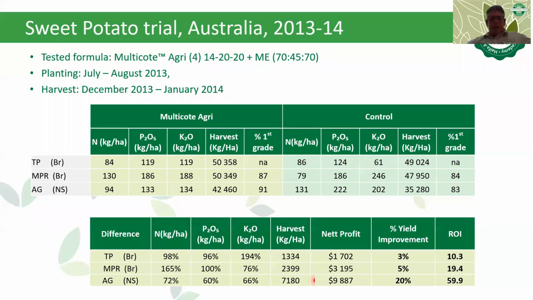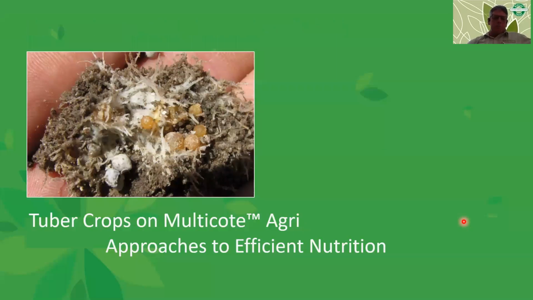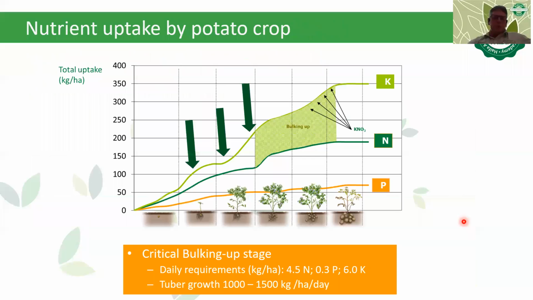And on the right here, you can see they all had yield increases with the Multicote. The farmer who was using the lowest here basically got the best yield improvement and a return on investment of almost 60. So that's for every dollar spent, he got $60 back for using that. So there's a lot of results that we can lean on. Our approach on potato is what we follow.